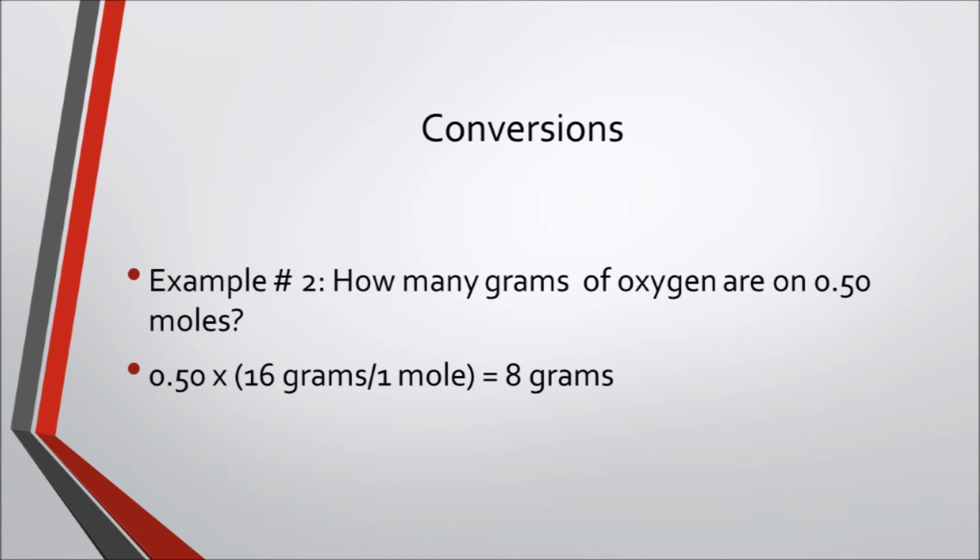Conversions. Here's an easier example. Example number 2 says, how many grams of oxygen in 0.50 moles? To figure this out, you would have to write down 0.50 moles. Then you would multiply that by 16 grams over 1 mole. 16 grams is the atomic mass of oxygen. When the equation is set up like this, the moles cancel out and you're left with 8 grams of oxygen.